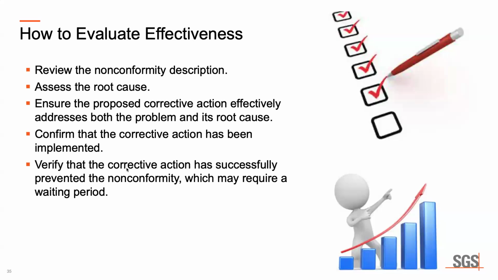So how do we evaluate effectiveness? We want to review the nonconformity description, assess the root cause, ensure the proposed corrective actions effectively address both the problem and its root cause, confirm that the corrective action has been implemented, and finally, verify that the corrective action has successfully prevented the nonconformity. And this may require a waiting period. It could require a couple of months, a couple of weeks, in some cases, a couple of years, such as, for instance, if you're procuring equipment, it's not every month that you're procuring a new piece of equipment.